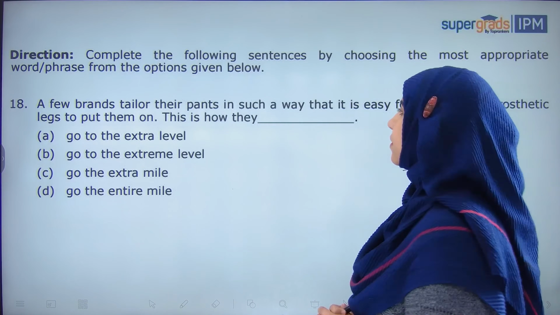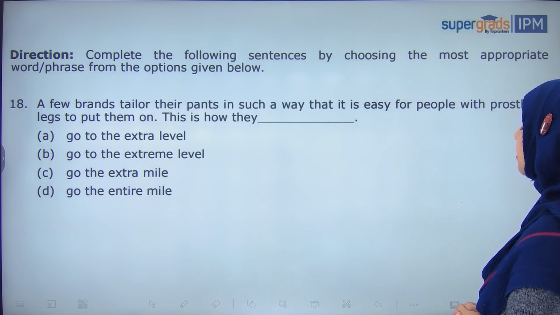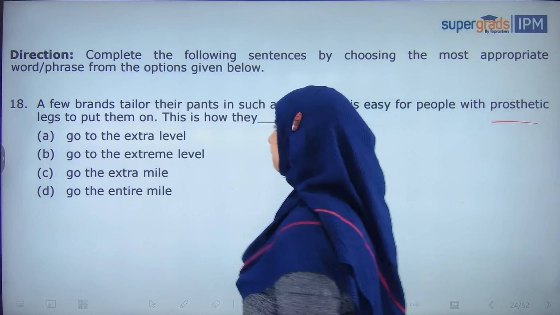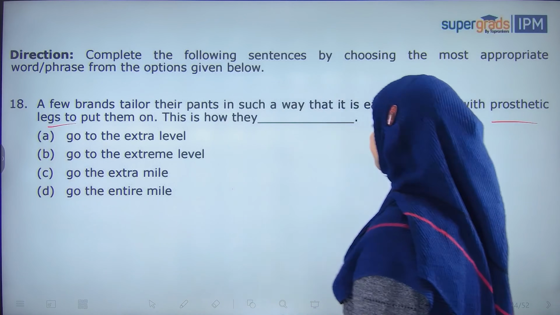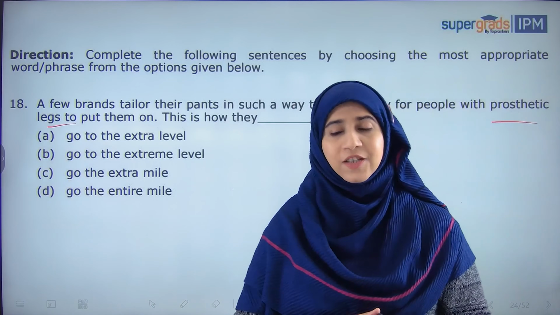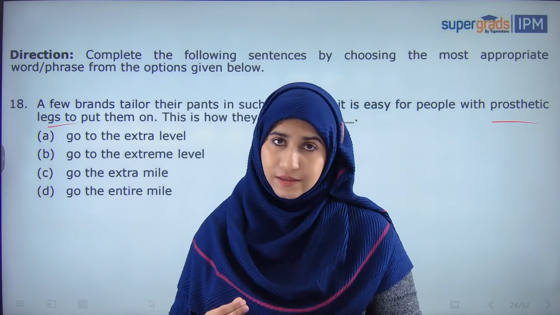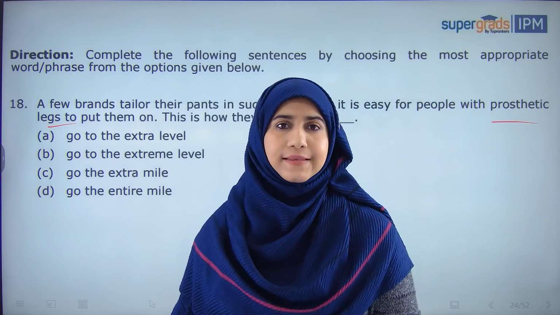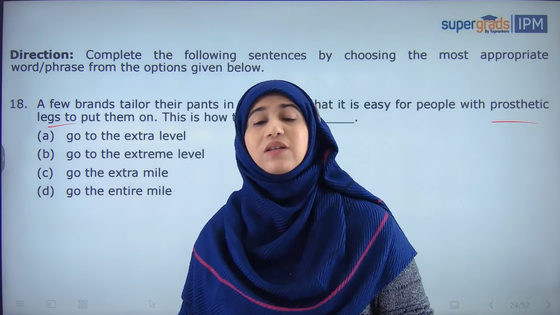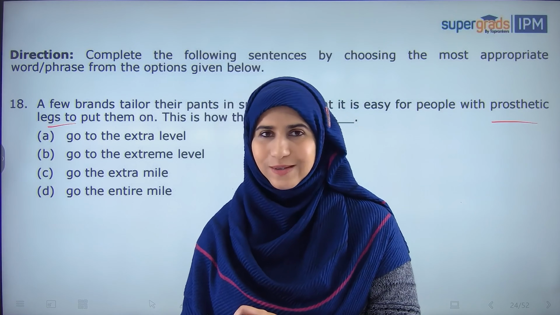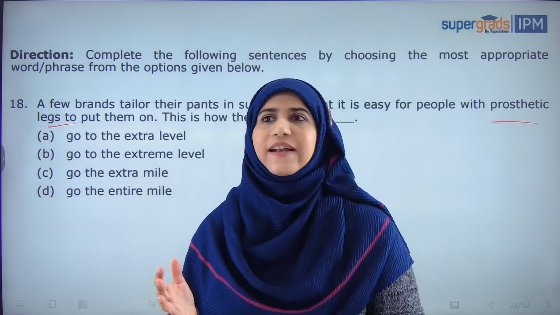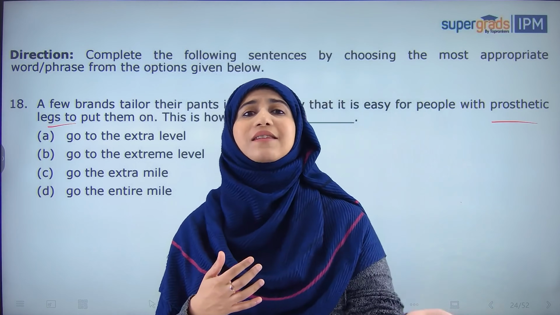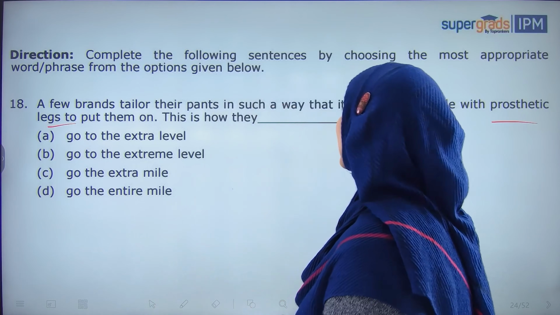Question 18. A few brands tailor their pants in such a way that it is easy for people with prosthetic legs, the ones who have artificial legs, to put them on. This is how they. So it's telling you how some brands are tailoring their pants, so that even people who have artificial legs, prosthetic legs, can put them on comfortably. So what are they doing actually? They're trying to tap more and more people, right? They're going the extra mile. That's what we say, right? When you are doing something extra, different from the regular, okay? That is go the extra mile.